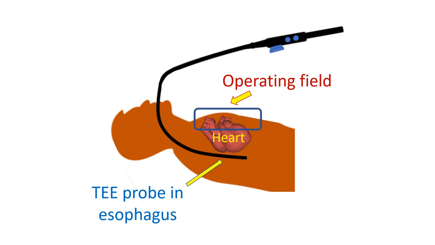Using a device over the open chest is likely to affect the sterility of the procedure and lead to contamination and infections. But there is no such problem with TEE as it does not interfere with the operating field. The imaging is done from the esophagus behind the heart.